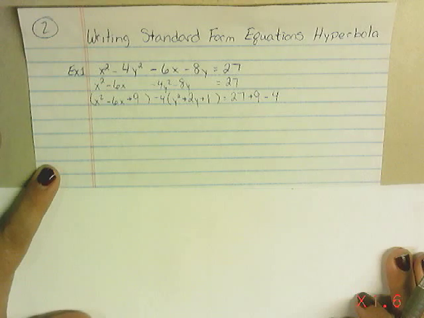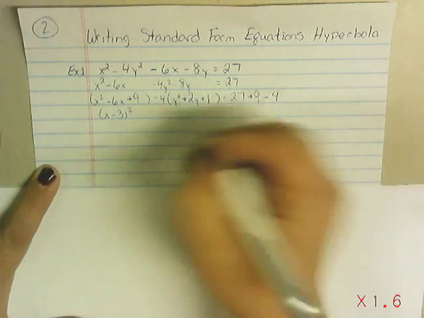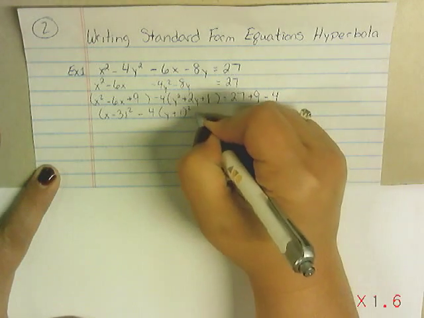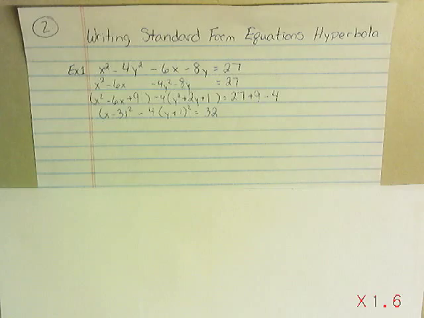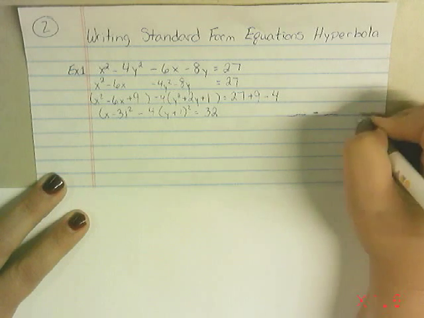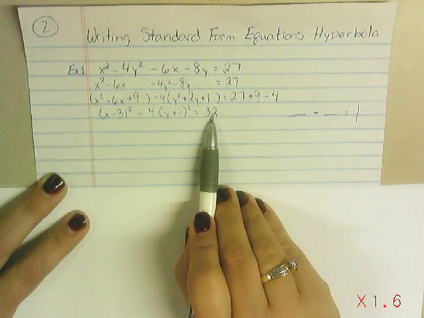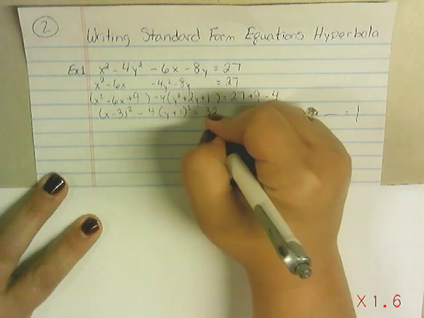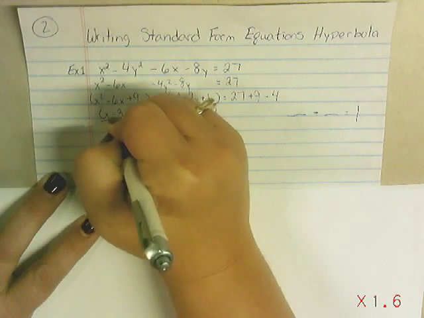Everyone okay with that? All right, so now we just need to do our factoring. X minus 3 squared minus 4 times y plus 1 squared. Combine those together. That gives you 32. Okay, we're almost there, but if you remember a hyperbola equation, you have this fraction minus this fraction equals 1. Well, ours doesn't equal 1 right now. We need to make it equal 1. So what we're going to do is divide by 32, because 32 divided by 32 is 1. But if we divide it here, we also have to divide it here, and we have to divide it here.